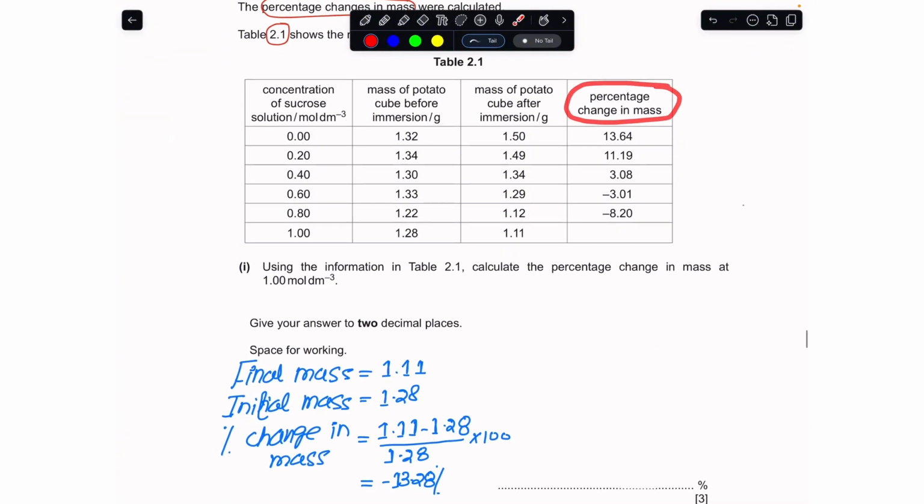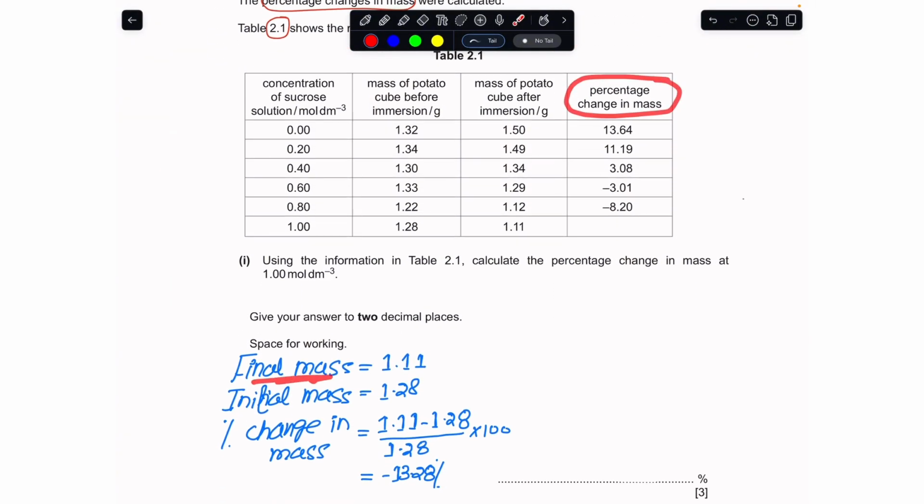So if I were to take you to the answer, the final mass is 1.11 and the initial mass is 1.28, and we are taking their difference and dividing it by their initial value of 1.28, and then we are required to multiply it with 100. Since we have to give the answer up to two decimal places, this is 13.28 that you are required to write here.